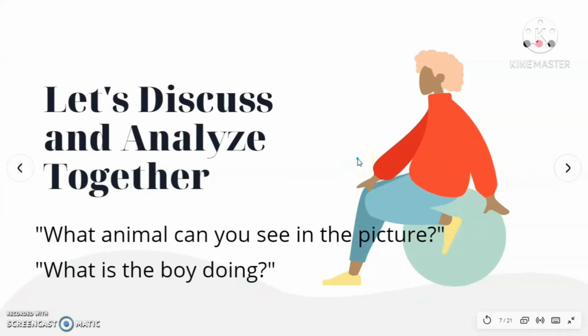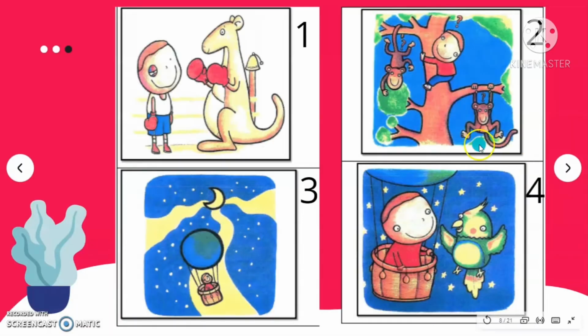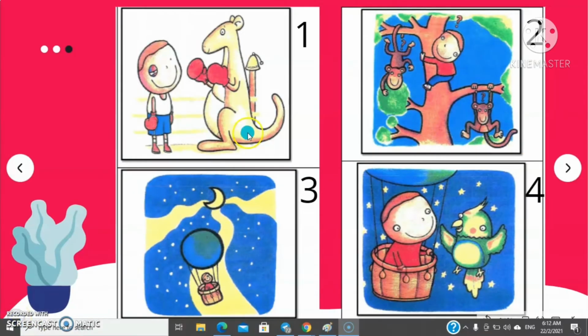Next, let's discuss and analyze together. What animal can you see in the picture? What is the boy doing? Picture number 1. The boy boxed a kangaroo. So what animal? Yes, a kangaroo. Picture number 2.